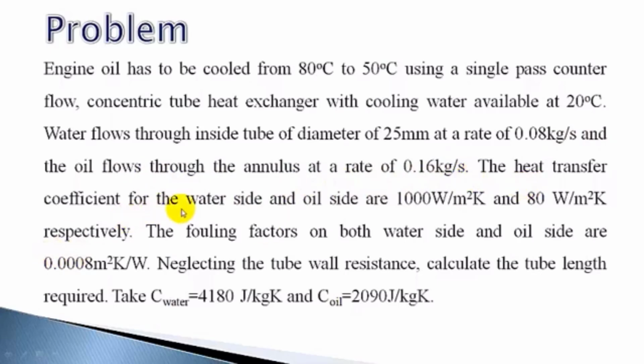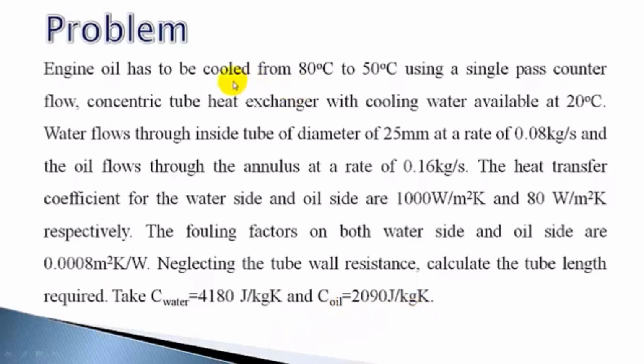The heat transfer coefficients for the water side and oil side are 1000 watts per meter square Kelvin and 80 watts per meter square Kelvin respectively. The fouling factors on both water side and oil side are 0.0008 meter square Kelvin per watt. Neglecting the tube wall resistance, calculate the tube length required. Take Cp of water as 4180 joules per kilogram Kelvin and the corresponding value for oil as 2090 joules per kilogram Kelvin.